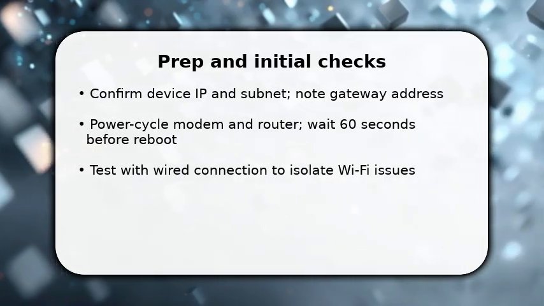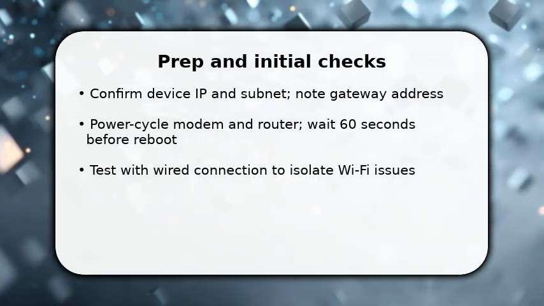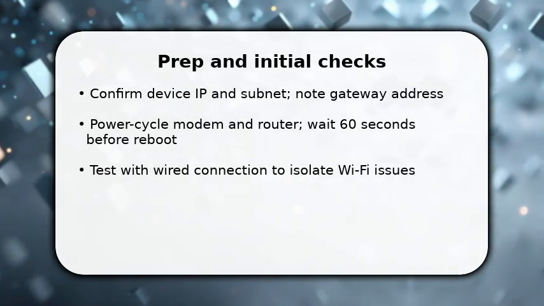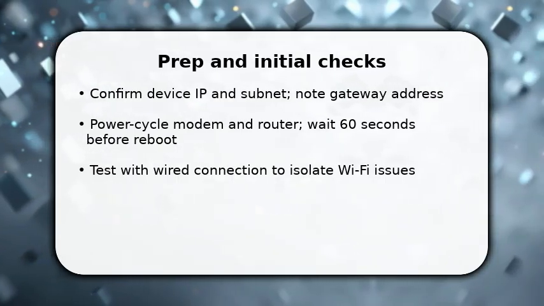Make sure to connect one device via Ethernet and test. This immediately tells you if Wi-Fi is the problem or if the issue is upstream. If the wired link works, you can focus on wireless settings next.